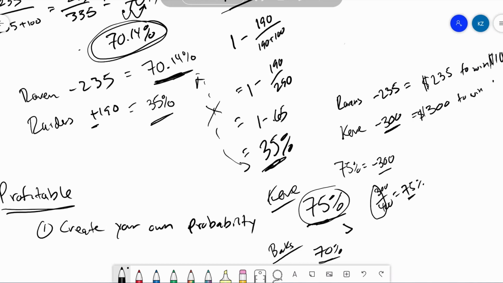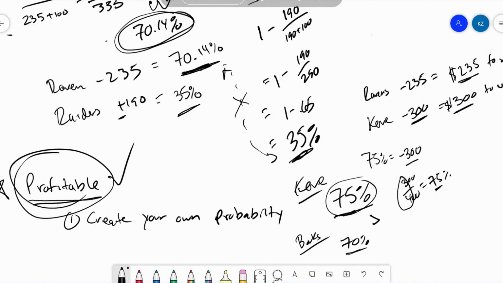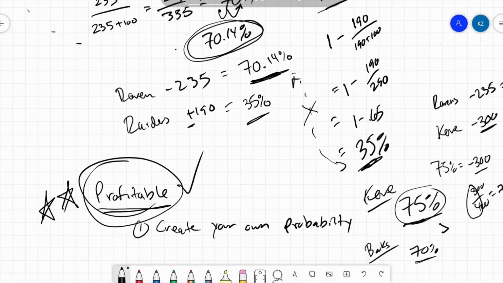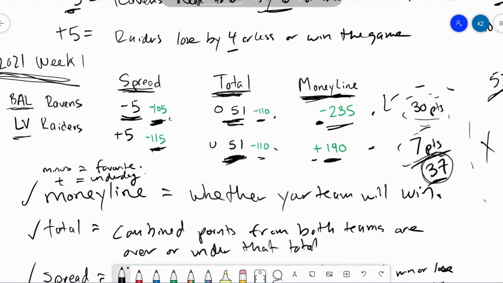Okay, wow, that's a nice discount, right? When's the best time to buy anything? When it's on sale. So instead of having to pay 300, I only need to pay 235. Guess what? Profitable bet. Boom, check it. And that's how you know whether your bets are profitable or not. So that's for moneyline, and you would do the same for the spread and the over-under total bets.